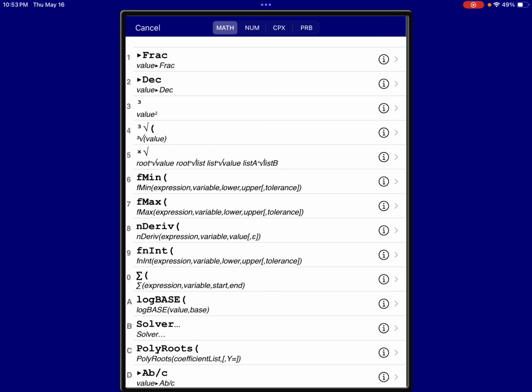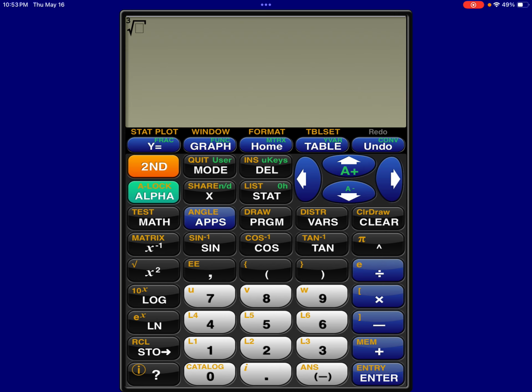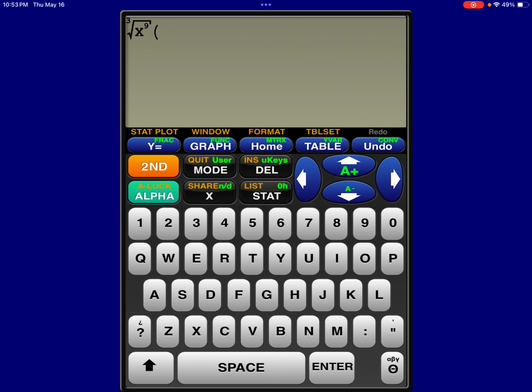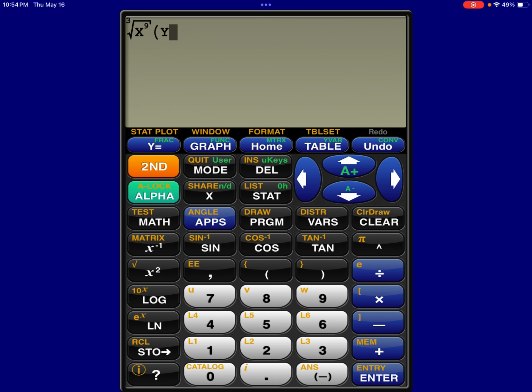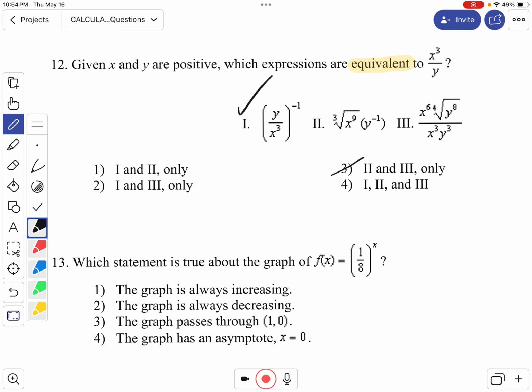Option 2 has a cubed root, so I'm going to go down to here, the cubed root, x to the 9th power, and I'm going to multiply that by y, exactly the way that I see it, to the negative first. And does that get us equivalent? Yep, that 0.28. All right, that also works. So I know that so far 1 and 2 are good. Okay, so it can't be option 2. So it has to be either option 1 or option 4.